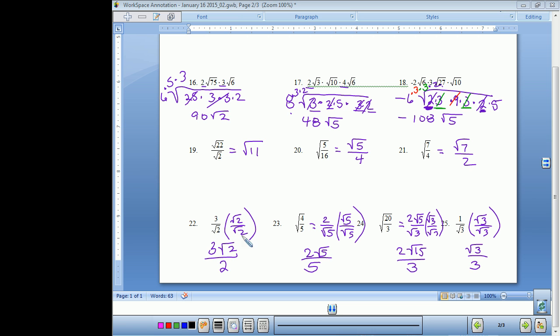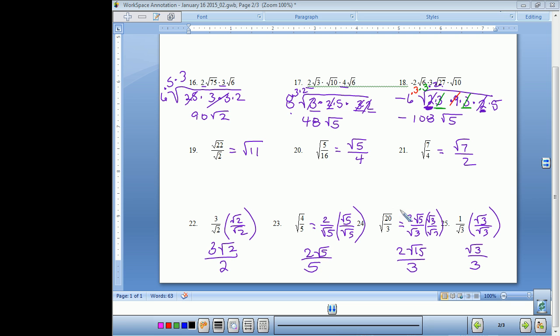Remember, square root of 2 over square root of 2 really has a value of 1, so we're not changing the value of the expression, we're just changing its form so that we no longer have a radical in the denominator. So it gives us 3 roots of 2 over 2. So on this one, we can simplify the 4, but we still have a radical 5, so we multiply by radical 5 over radical 5, so it's 2 roots of 5 over 5.